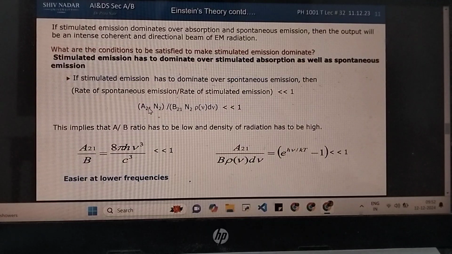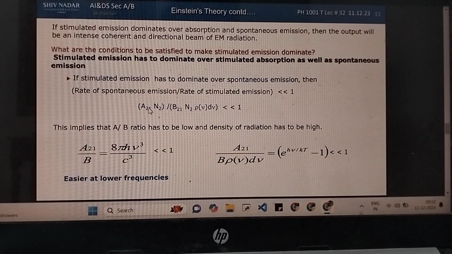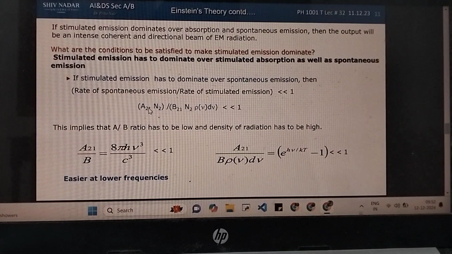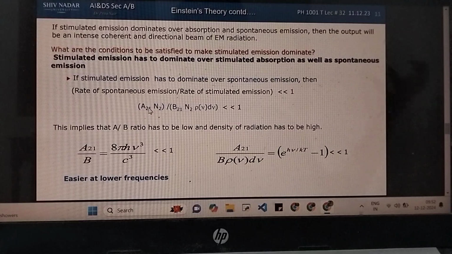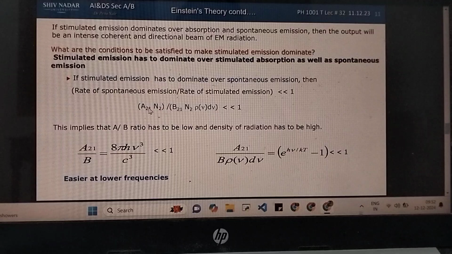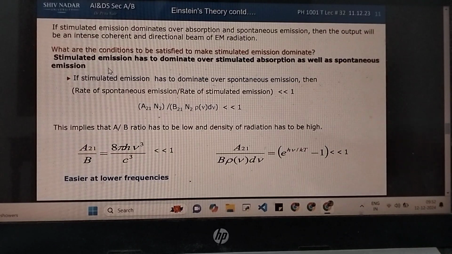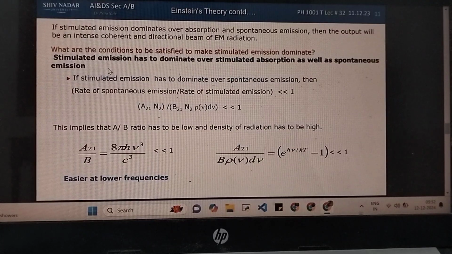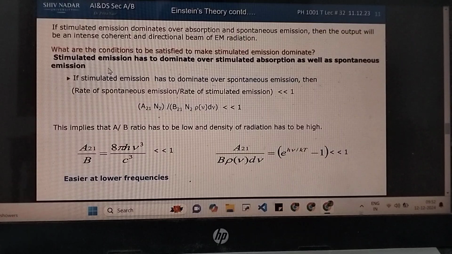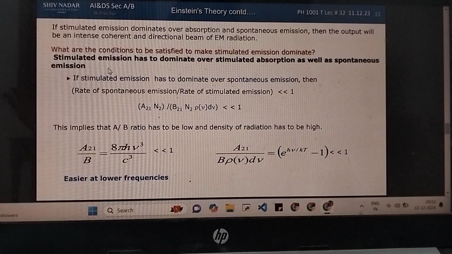So the point I am trying to make is that if you want coherent and directional light, you need stimulated emission. So if you want more light which is coherent and directional in nature, you need to make sure that stimulated emission dominates over stimulated absorption as well as spontaneous emission. That is when you will get large quantities of highly coherent and directional beams of light, and those are what you call lasers. So if we want a laser, we need to make sure stimulated emission dominates over the other two processes.